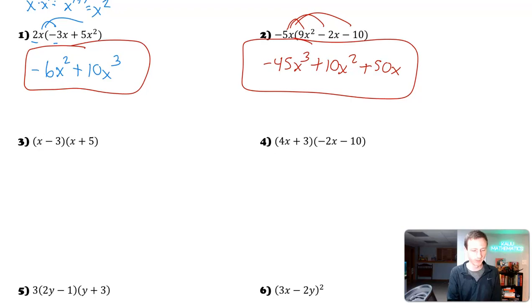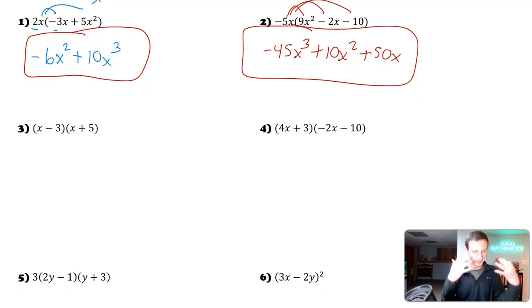So those were monomials times binomials. So number 3, we have a binomial times a binomial. It's going to be a little bit different. Not drastically different in scope, but the process here is a little bit different because we have a binomial times a binomial. So I'm going to do it the way I like to do it, and then I'll show you what some textbooks say.